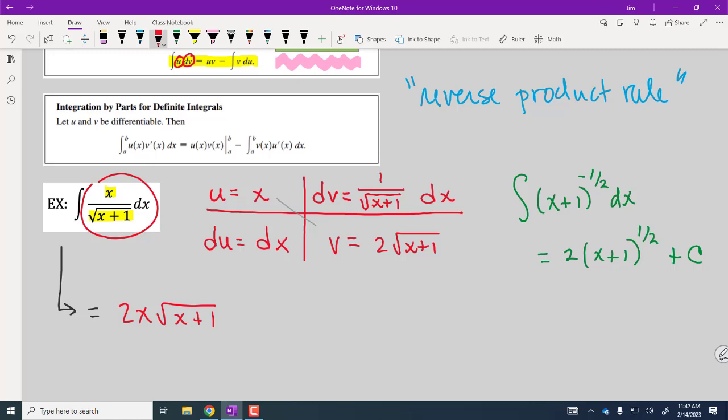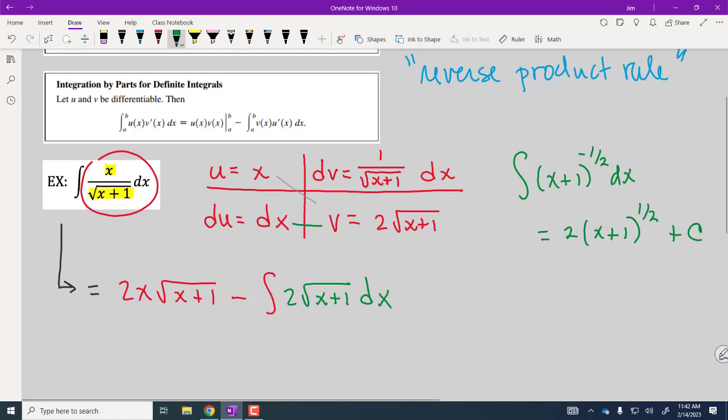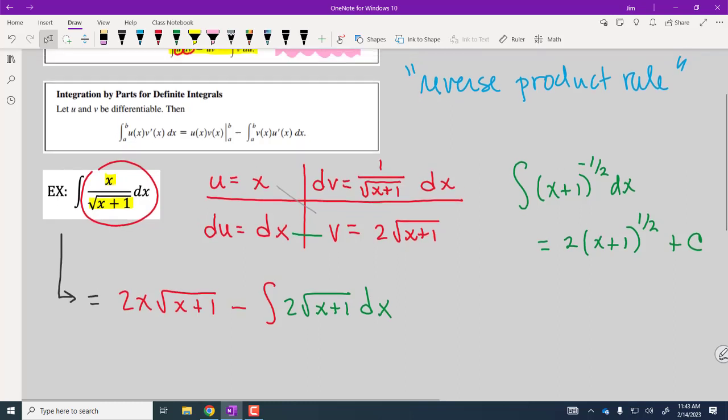Ultraviolet minus the integral of v du. V du is the bottom row. So it's always going to be main diagonal minus the bottom row. So v du, this is our voodoo part. So there's v, du is dx. So we're going to have this right there. So that is uv minus integral of v du.